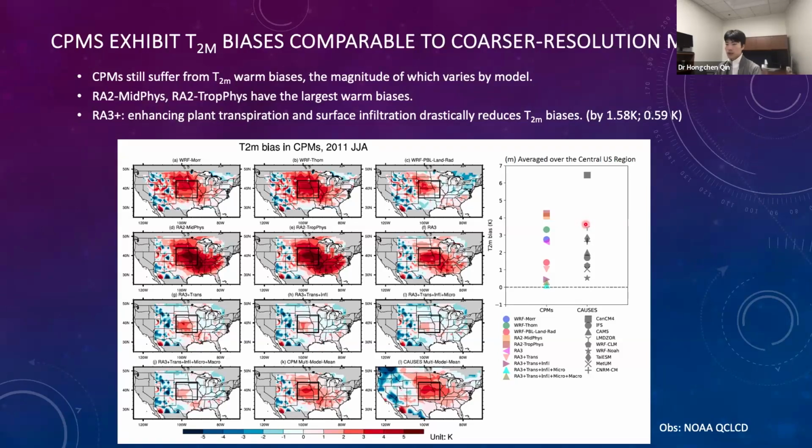First and foremost, we find that CPMs still suffer from T2M biases for the central US during summertime, the magnitude of which varies by model. The RE2 mid-phase and RE2 tropical phase have the largest warm biases. The RE3 plus runs, by enhancing plant transpiration and surface infiltration, drastically reduce the T2M biases by 1.58 Kelvin and 0.59 Kelvin respectively.